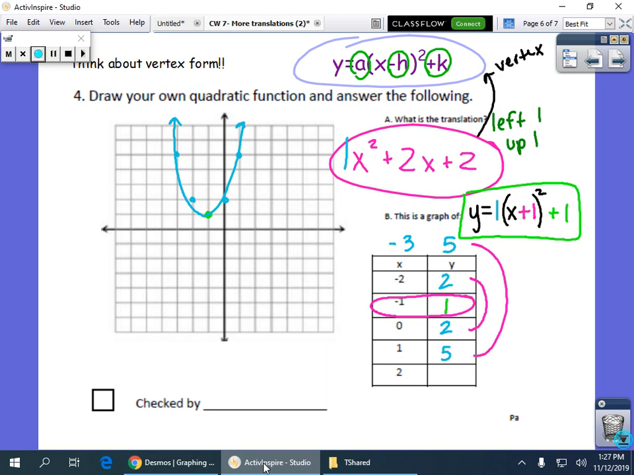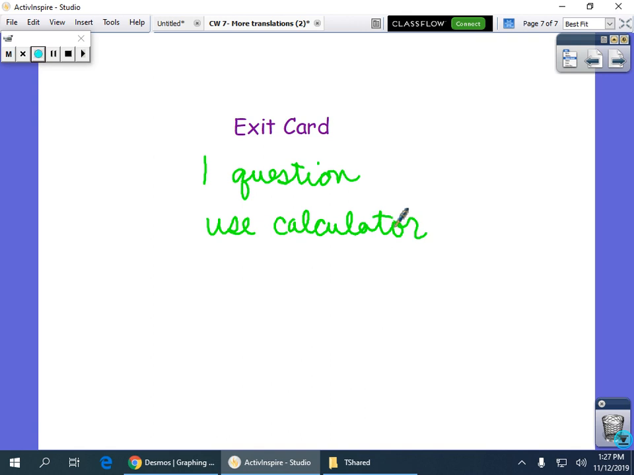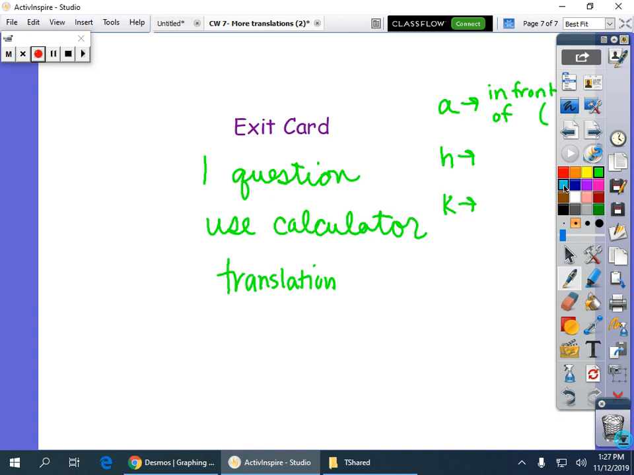Okay, so once you've done this, you're done. So you need to do your exit card. It is just one question. You need to use a calculator. You need to tell me the translation. What is A, H, and K? Remember, A is in front of the parentheses. And if nothing is there, A is just 1.